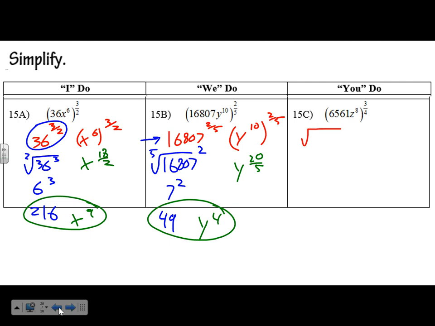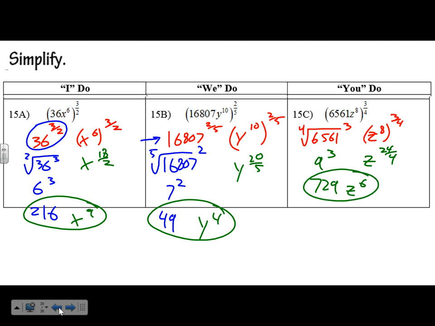So now we have the 4th root of 6561 to the 3rd. I guess I kind of skipped a step there, but that's okay. Z to the 8th, 3 over 4. So 6561 raised to the, or sorry, the 4th root of that, or raised to the 1/4 is what I did. But again, I would always just put that fraction in my calculator. I think that's way easier. That's 729, and then we have z raised to the 24 over 4, which is z raised to 6.